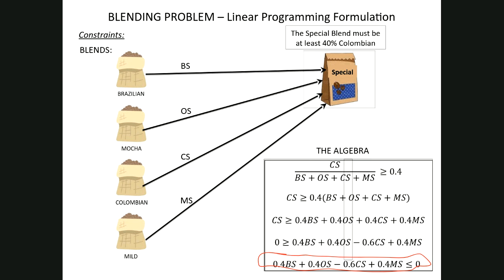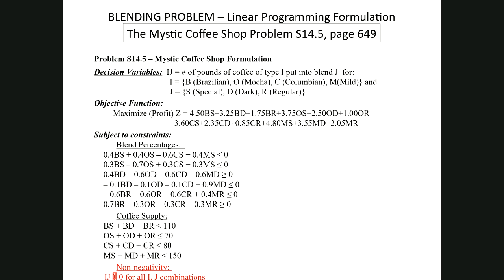So now I'm going to go to the full formulation. This is the full formulation for the Mystic Coffee problem. Here's the definition of our decision variables, our maximized profit. You'll find in here each one of the terms we talked about. There's the dollar for the mocha into the regular. There's, where was it, $3.25. Maybe it was $3.55 for the mild into the dark. $4.50. Here's the representation of all of our blending constraints.